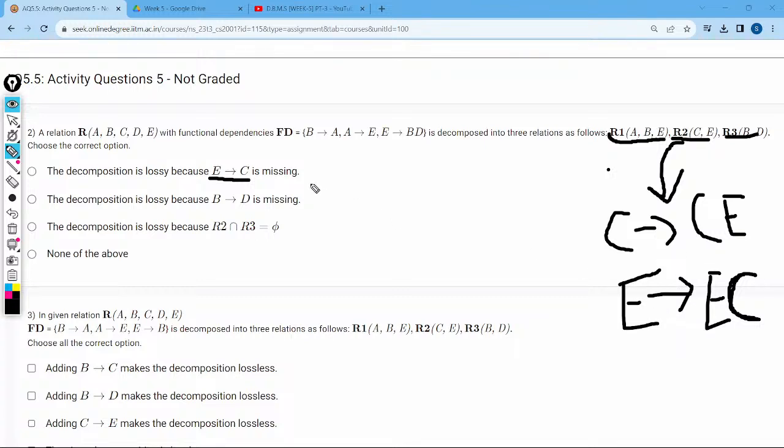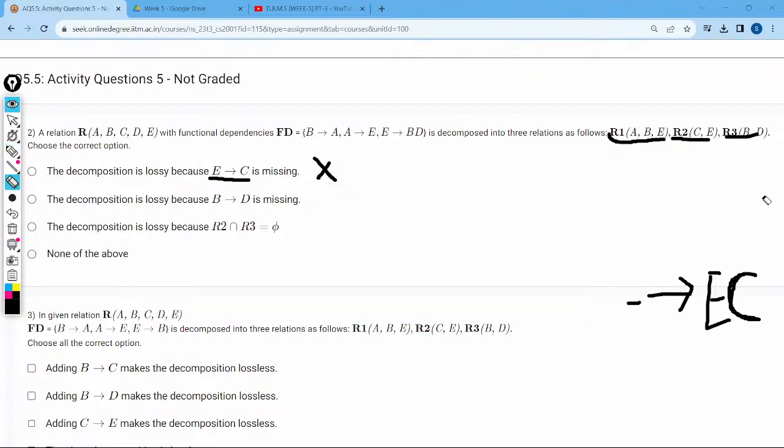So finally, this is false. Let's go for the other one. BROD, does it exist or not? So no, BROD would exist right here in R3, similar case. So even this is wrong.